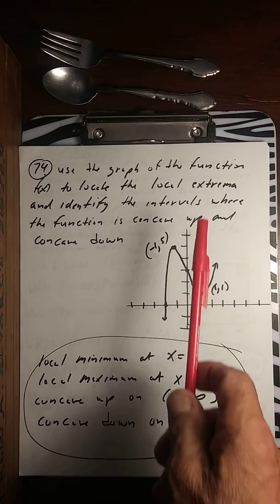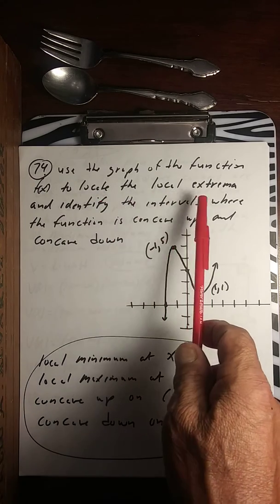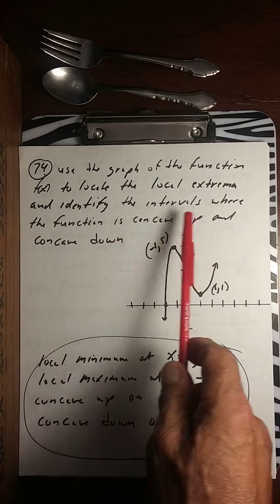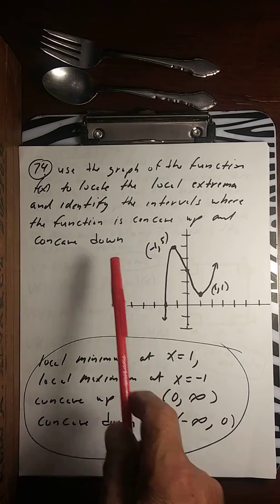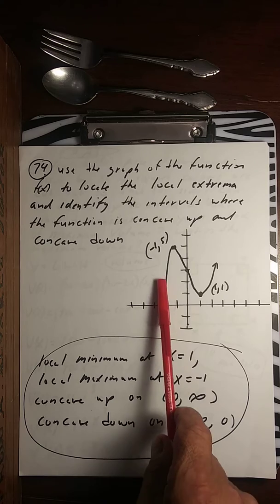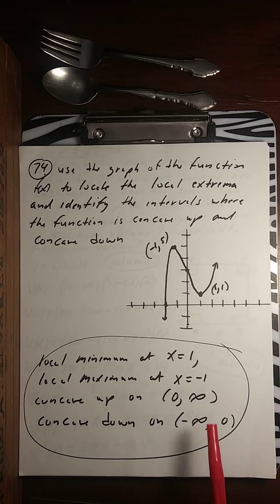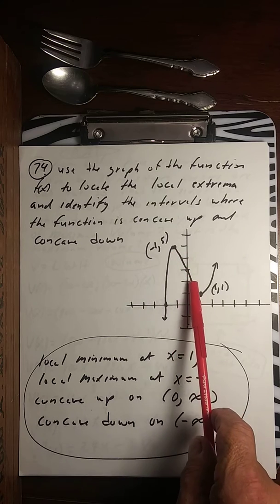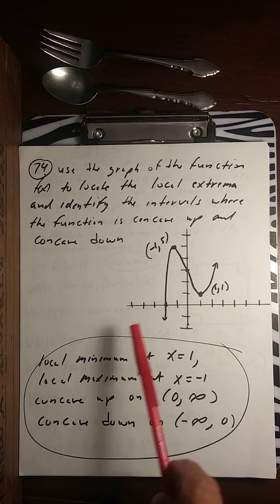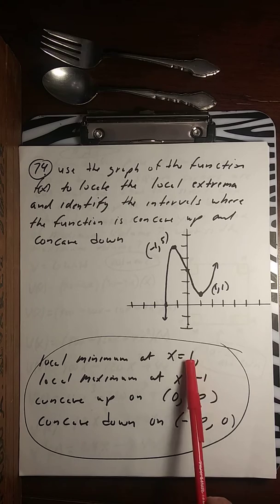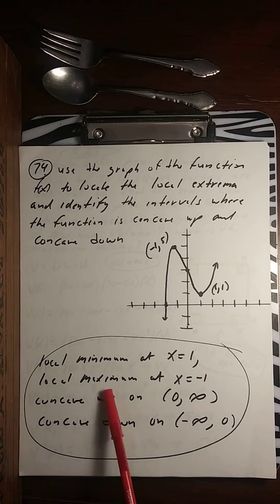Use the graph of the function f of x to locate the local extrema and identify the intervals where the function is concave up and concave down. Alright, so up here there is a max right there at negative 1, 5. And down here there's a min right there at 1, 1. So local min at 1, local max at negative 1.